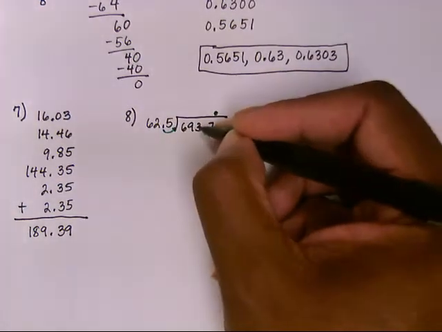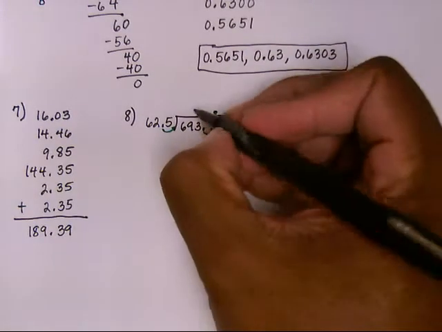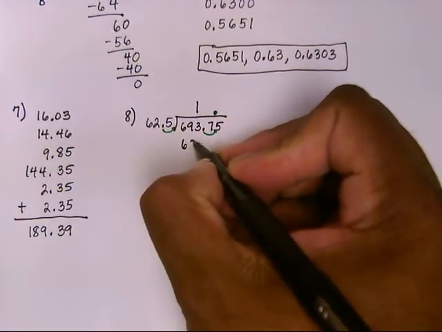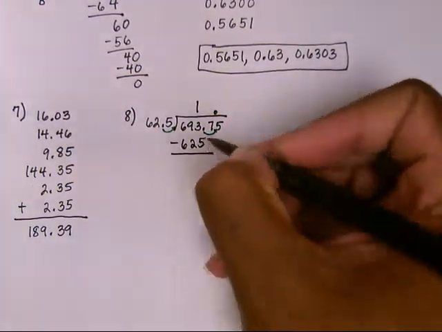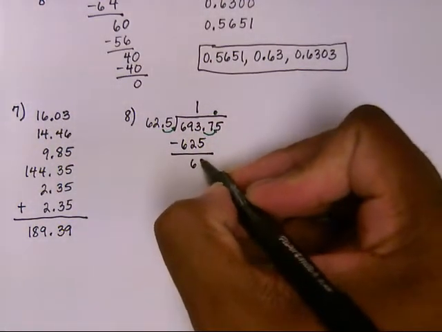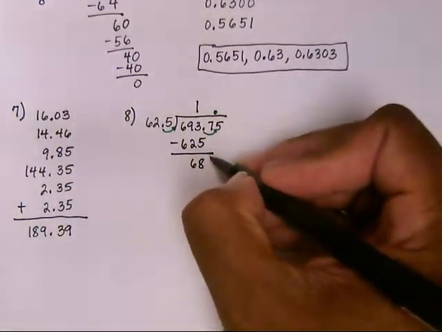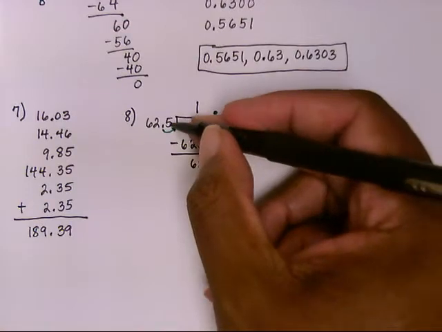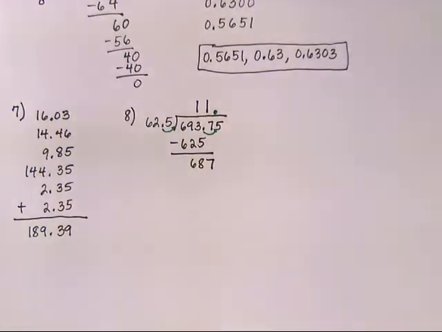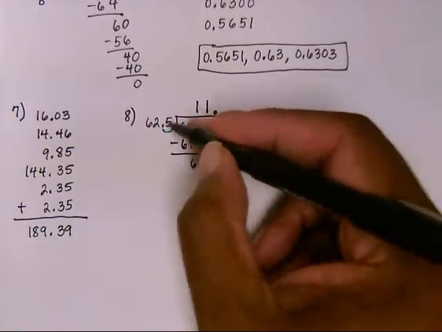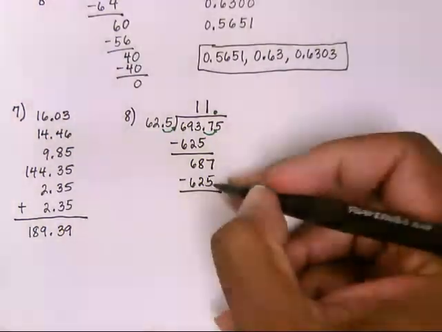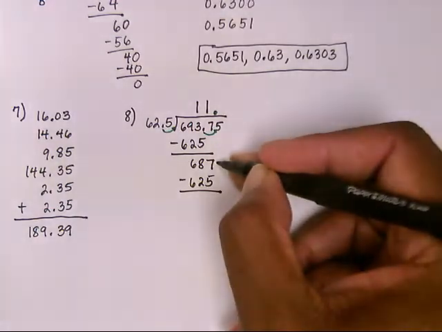I'll do 625 into 693. That's going to go one time. So 1 times 625 will be 625. Now subtract 625 from 693, you're going to get 68. And then bring down the 7. And then divide 625 into 687. That's going to go one time. Multiply 1 times 625, you'll get 625. And then subtract 625 from 687, you're going to get 62.